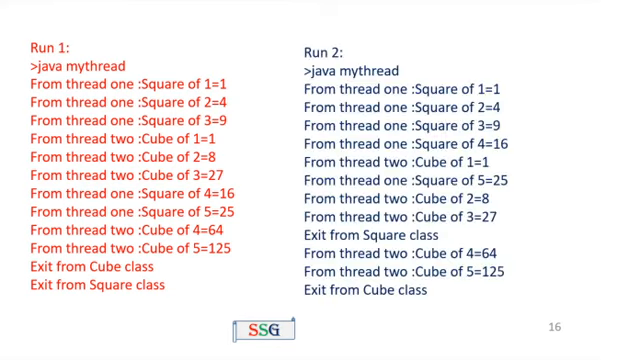Next I am going to execute the same program a second time. Here, square executed for the first 4 times. Next, cube executed for 1 time. Again square executed for 1 time, then cube executed for 2 times and exit from the Square class. Then cube executed for 2 more times and exit from the Cube class.